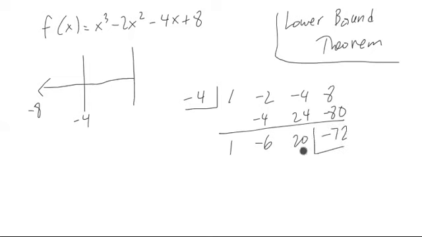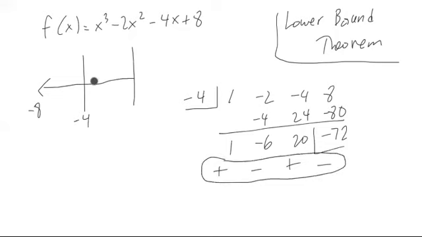-72. Notice that these signs alternate, plus, minus, plus, minus. Now, if we ever notice an alternating pattern like this, then we know we've gone too low. So -4 is too low, and -8 is also too low, which means all the potential x-intercepts will be on this side, going this way.